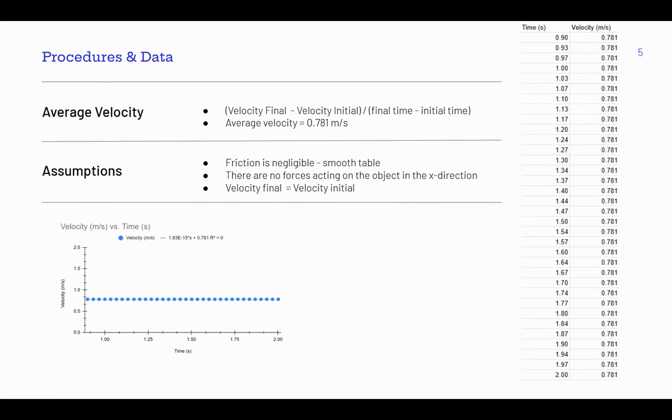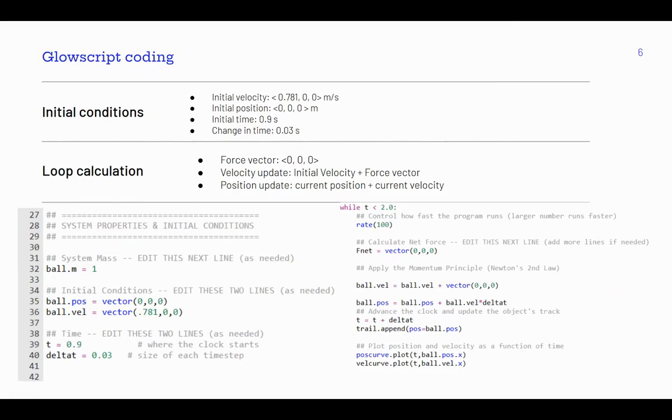Because the table was smooth, we could assume that friction was negligible, which means there are no forces acting on the object in the x direction, and all of the other forces are being canceled out. So the gravity force pulling the object downwards was being canceled by the normal force of the table.